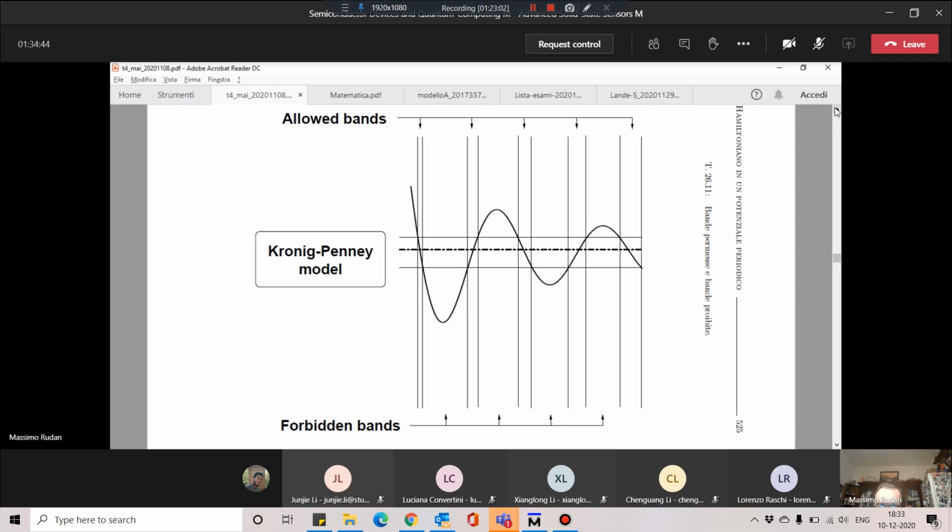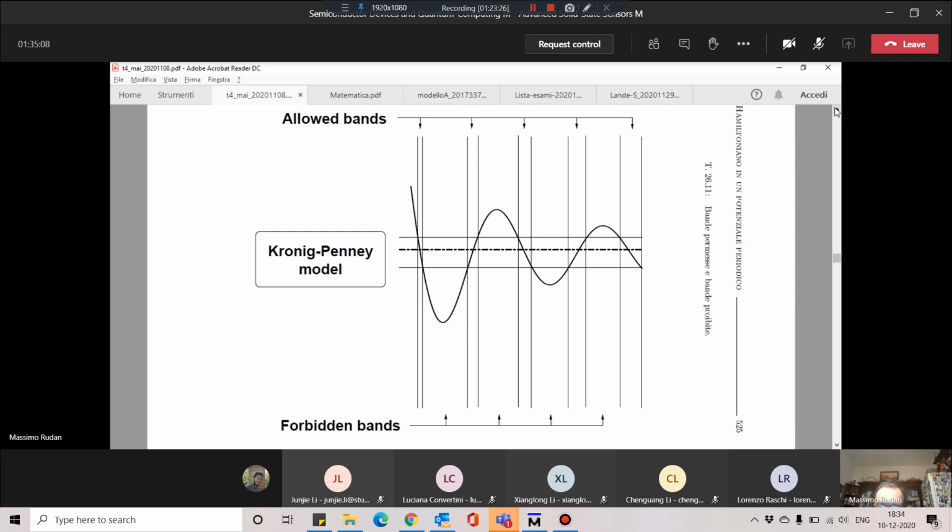So this model that is oversimplified but still able to capture all the important features of the physical issues tells us that one, we have infinite bands, an alternation of infinite allowed bands and infinite forbidden bands.